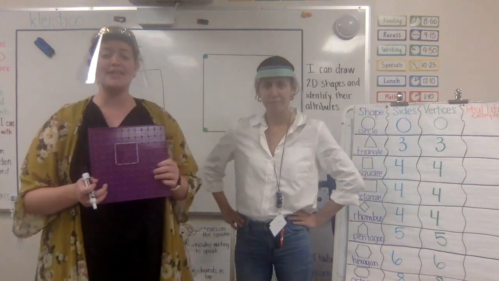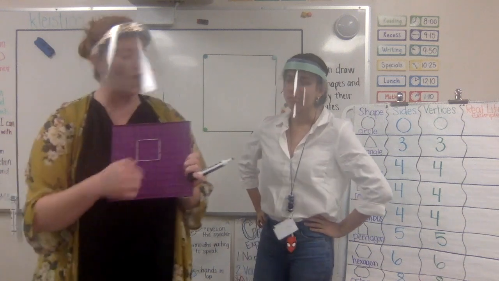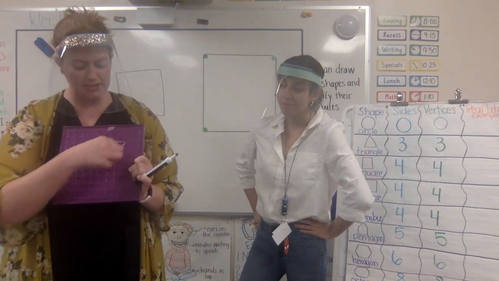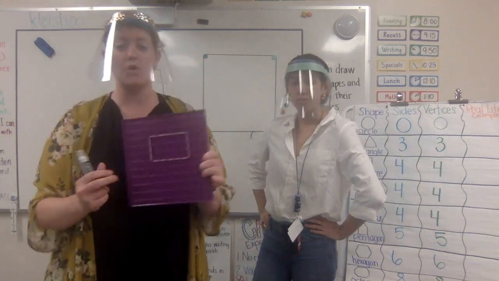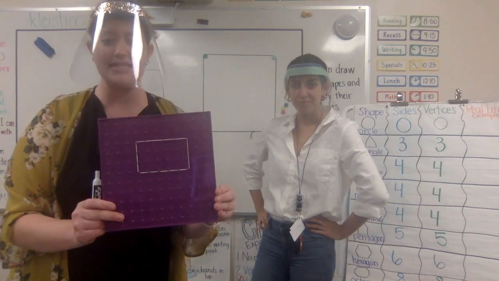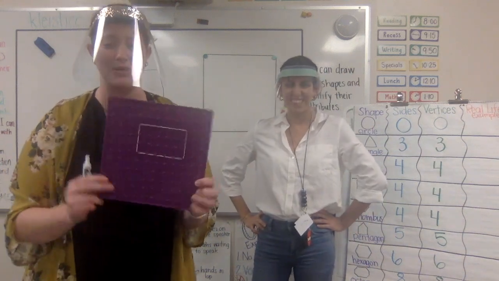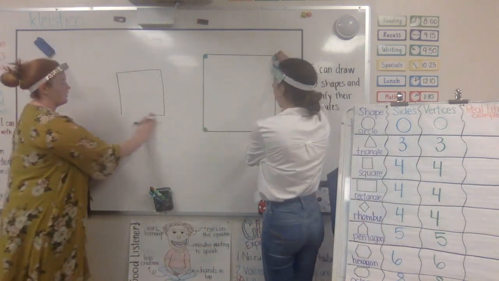Well, I know that a rectangle has 2 long sides and 2 short sides. These are all equal sides right now. But if I stretch this out, just like that, it still has 4 sides and 4 vertices, but now 2 are long and 2 are short. And it can go either way. That's right. Let's see if I can make mine longer.